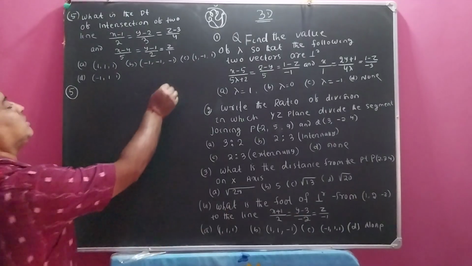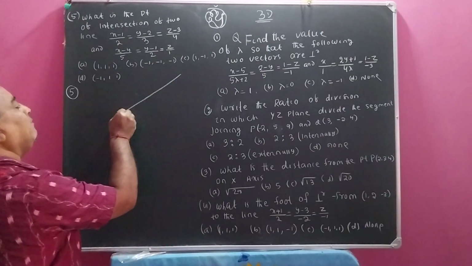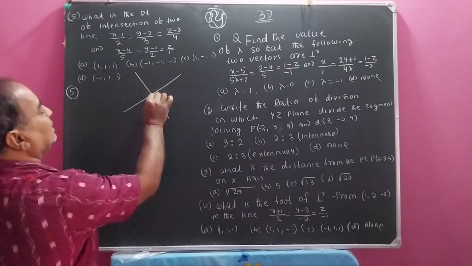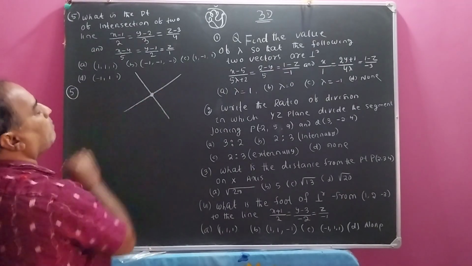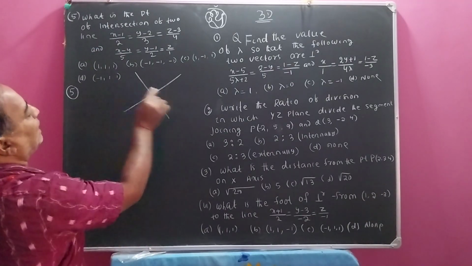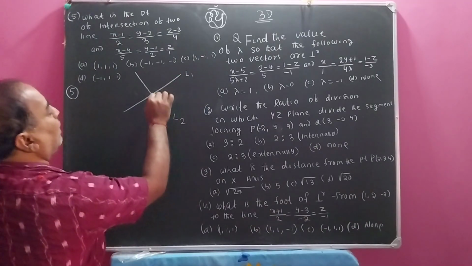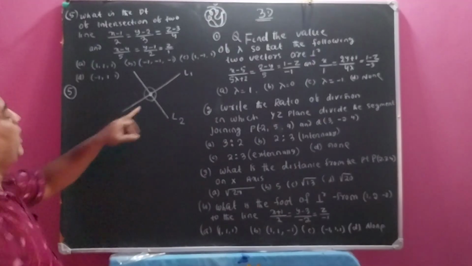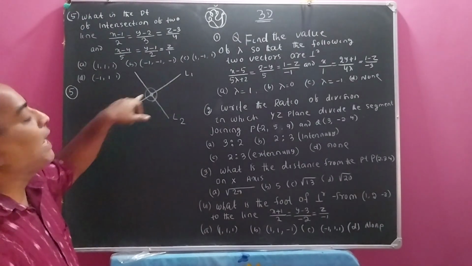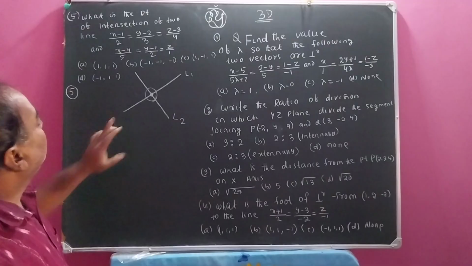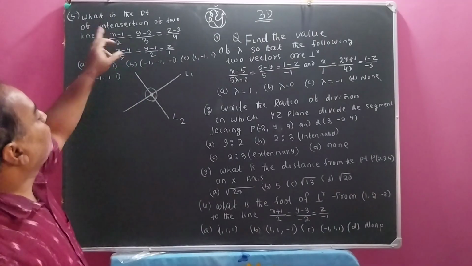Point of intersection of two lines. Our aim is to find the point of intersection of the two lines. We have to find this coordinate. So the first line is L1, and suppose the second is line L2. Our aim is to find the point where the two lines intersect each other. So write down how we can find the point of intersection.